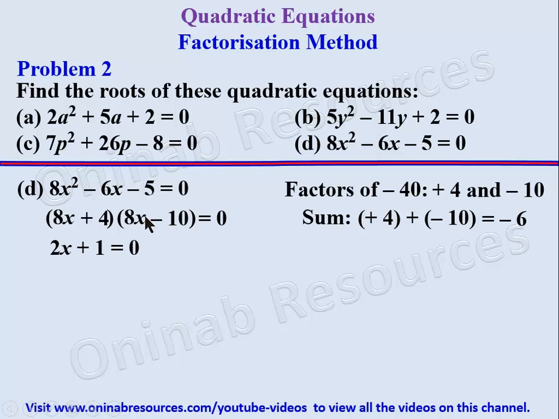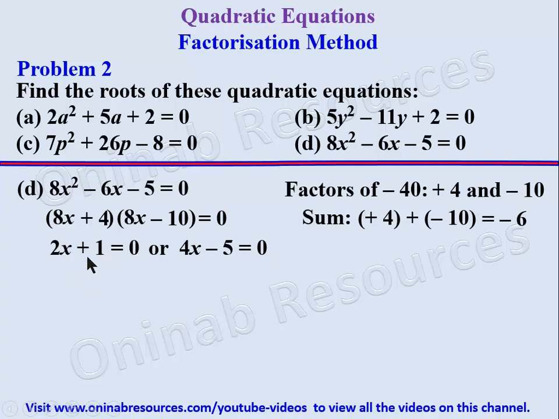To divide this so that it will give us 4x minus 5. 4x minus 5, okay? So that will give us 4x minus 5 is equal to 0. So actually the factors are 2x plus 1 and 4x minus 5. So from here we can now solve these equations.